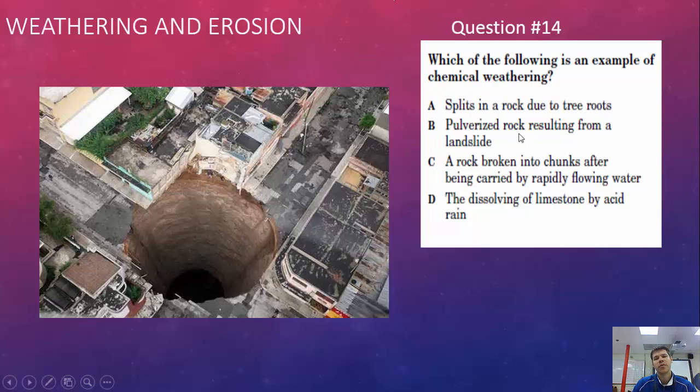Pulverized rock resulting from a landslide. If you have all kinds of rocks tumbling down the side of a mountain from a landslide, hitting each other and breaking up, that's not a chemical reaction, that's still mechanical weathering. A rock broken into chunks after being carried in rapidly flowing water, like a river, that's also not a chemical change, that's a physical or mechanical change. The dissolving of limestone by acid rain, yes, that is a chemical reaction. So the answer is D.